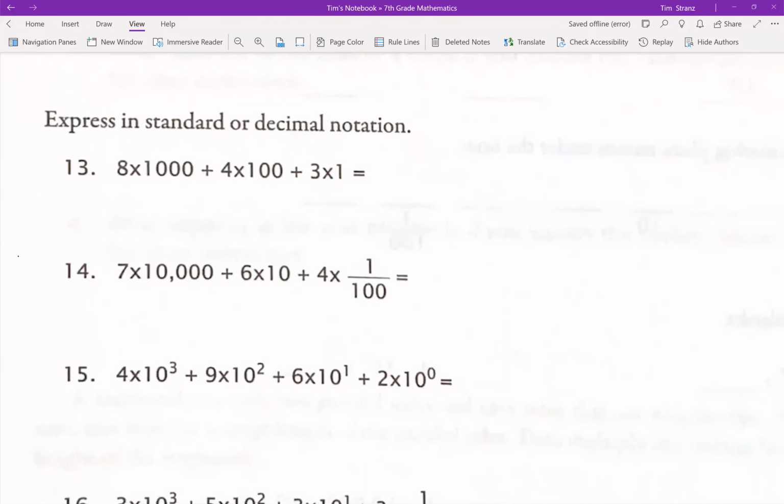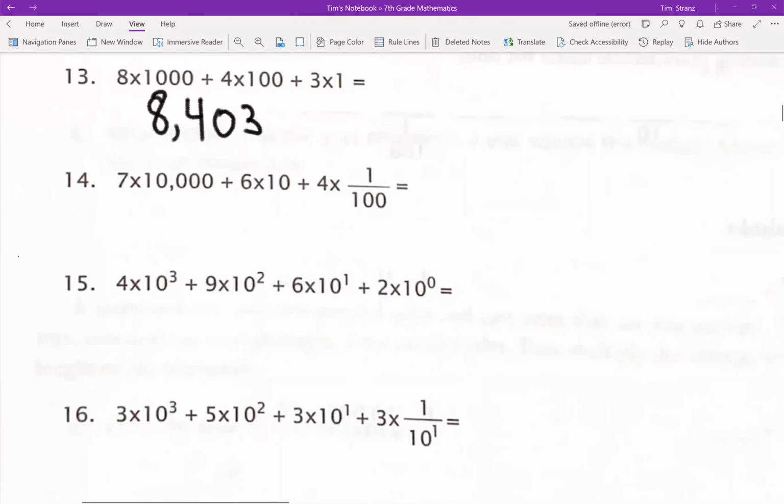Okay, next group, express in standard or decimal notation. When they say that, they just want you to write out the number. So we would have 8,000, because 8 times 1,000 is 8,000, plus 400 and 3. So 8,403. There's nothing in the tens place because they skip the tens. They go from 100s down to ones. So 8,403.